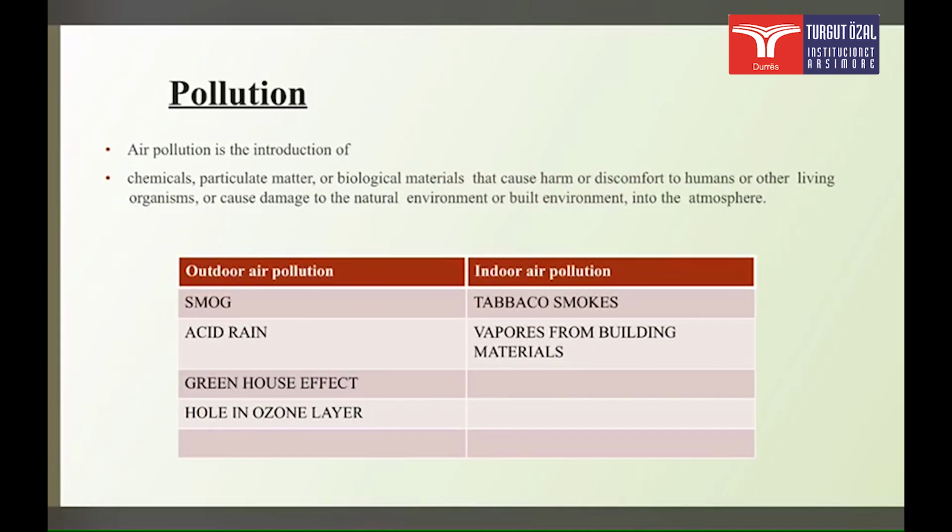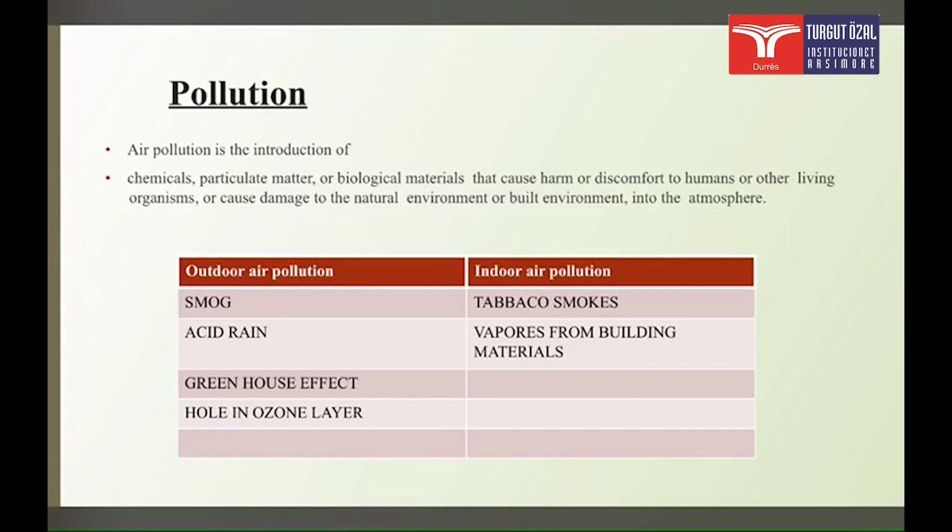What is pollution? Pollution is putting harmful substances into the environment. We have some types of pollution, for example, air pollution, water pollution, and land pollution. But what is air pollution? Air pollution is the introduction of chemicals, particulate matter, or biological materials that cause harm or discomfort to humans or other living organisms, or cause damage to the natural environment or built environment into the atmosphere.